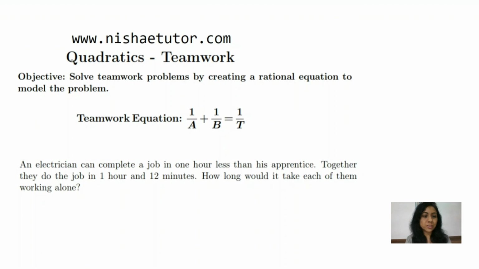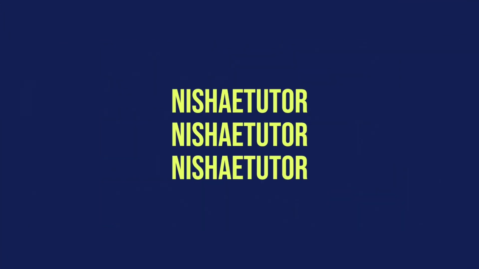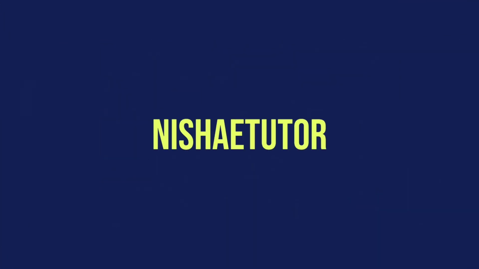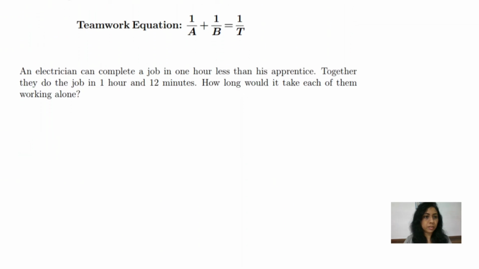An electrician can complete a job in 1 hour less than his apprentice. Together, they do the job in 1 hour and 12 minutes. How long would it take each of them working alone? So here, the electrician can complete a job in 1 hour less than his apprentice.